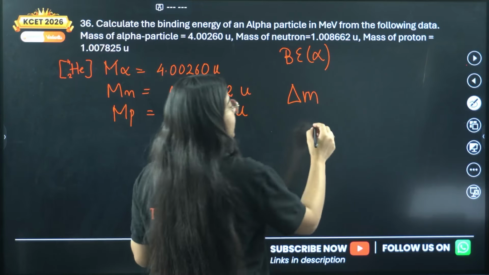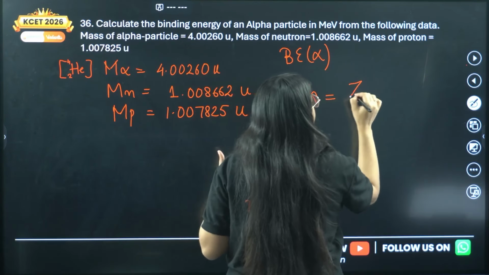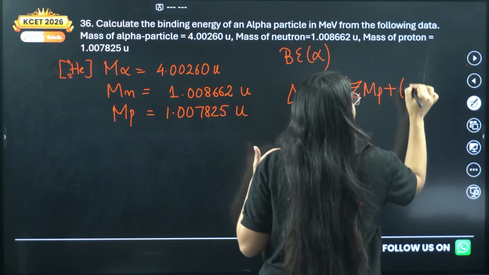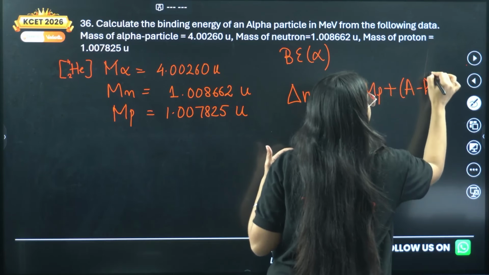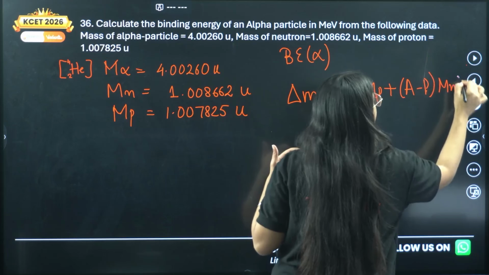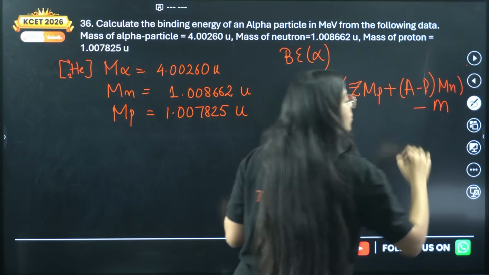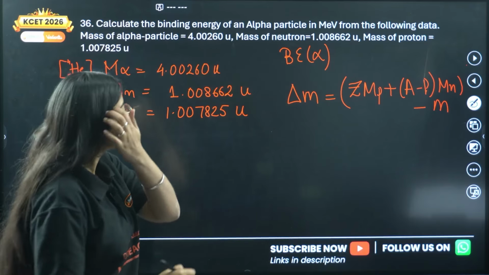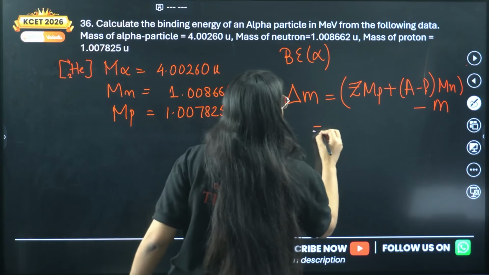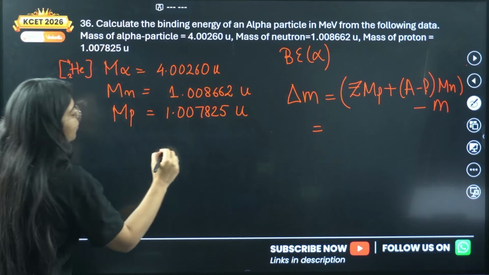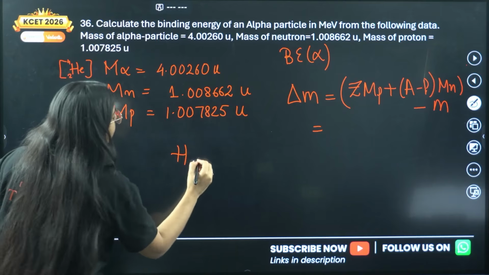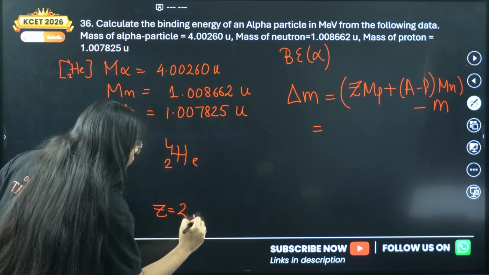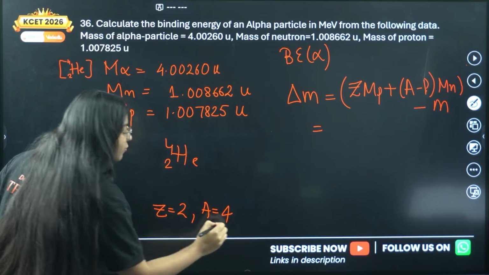It's very important. It says Z times the mass of the proton, plus (A minus Z) times the mass of the neutron, minus the original mass of our alpha particle, which is given. Correct? So we can just fill in these values here. The alpha particle is helium 4, 2, so Z equals 2 and A is 4.